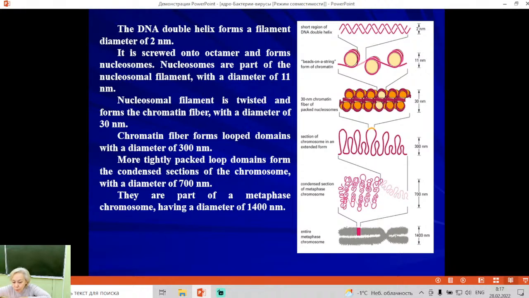More tightly packed loop domains form a condensed section of chromosome with a diameter of 700 nanometers. They are part of a metaphase chromosome having a diameter of 1400 nanometers. That is, you can see nucleosomal level, level of chromatin fiber, level with looped domains, and formation of metaphase chromosome.